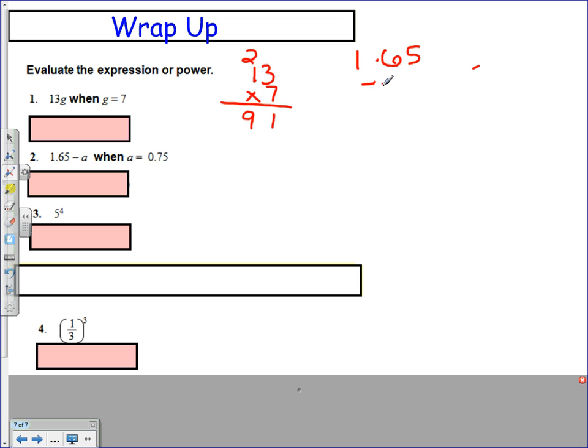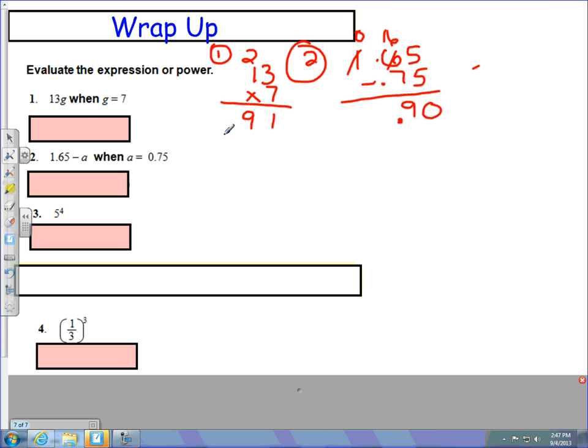Problem number 2, 1.65 minus 0.75, lining up because they are decimals. We can't take 7 away from 6, so we have to borrow. This becomes a 0. This becomes a 16. 16 minus 7 would be 9. Our answer is 0.9. Problem number 3, 5 to the 4th power.